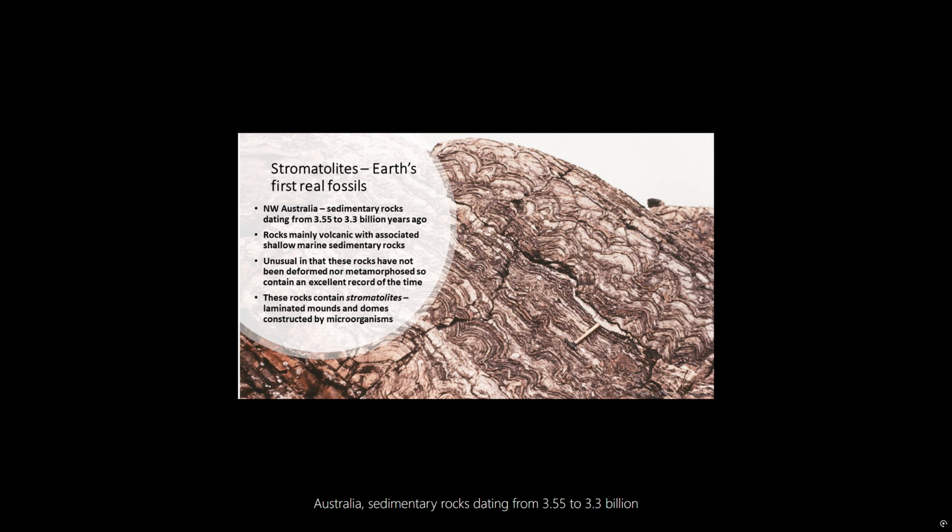In northwest Australia, sedimentary rocks dating from 3.55 to 3 billion years can be found. These rocks are associated with shallow marine environments. They are unusual in that they have not been deformed nor metamorphosed, so they contain an excellent record of the time period. These rocks contain stromatolites, which are laminated mounds and domes constructed by microorganisms.